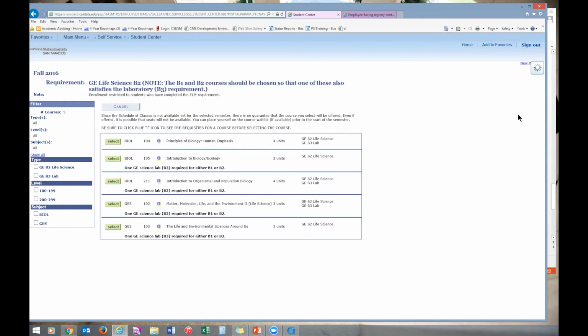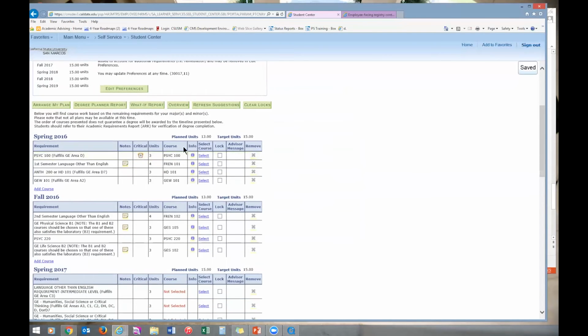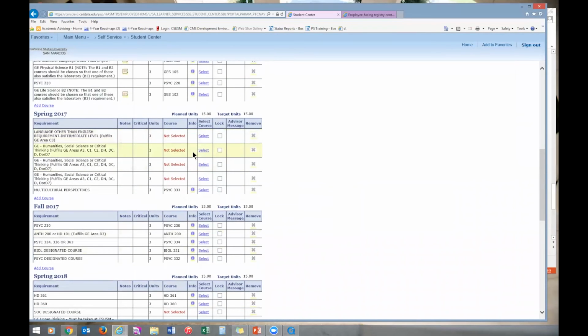Okay, now the next thing I want to show you, and also explain, is how important it is to select classes for all 4 years, or however long it takes for you to graduate. You want to make sure that you have a course selected in this column. Please don't leave your degree planner with red not selected lines.